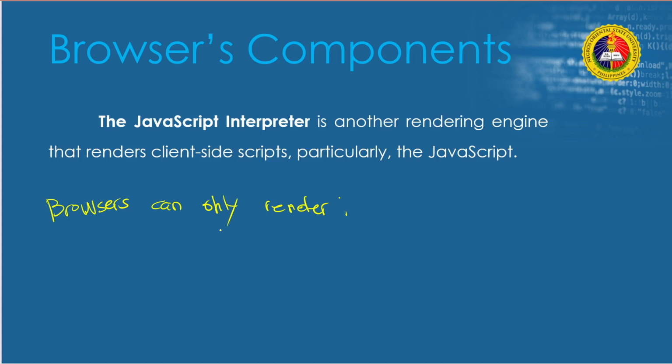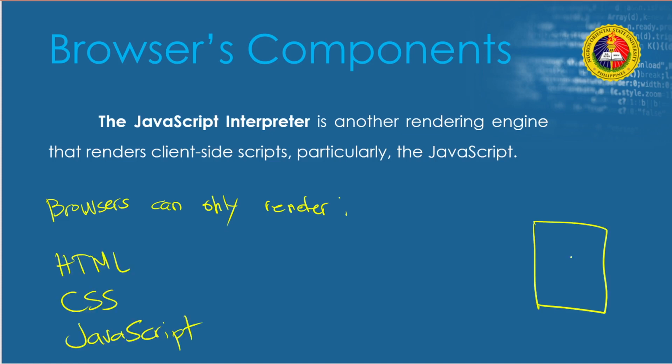That's why when you visit a website, the web server converts the contents. For example, if it uses the PHP programming language and MySQL database, the web server converts the PHP, MySQL, and any other programming or scripting language to HTML before sending it back to the client. The reason why? Because browsers can only render HTML, CSS, and JavaScript. Okay? Which component renders HTML or CSS? Which component is that?